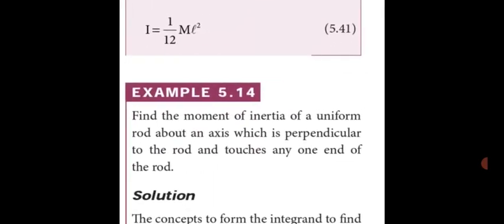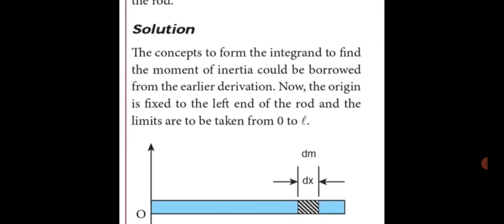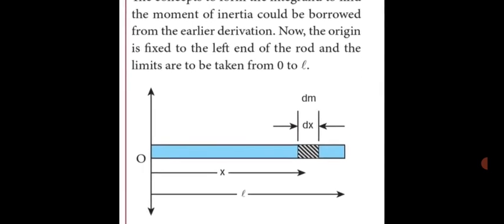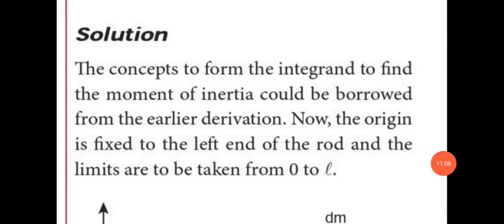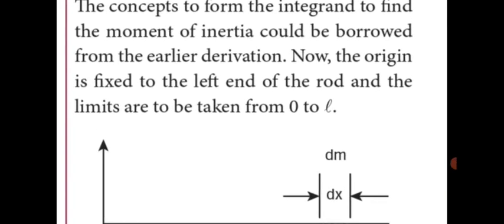Okay, now we will pass on to the problem related to the moment of inertia of a uniform rod about an axis which is perpendicular to the rod and touches any one end of the rod. So what is the solution? The concepts to form the integrand to find the moment of inertia could be borrowed from the earlier derivation.